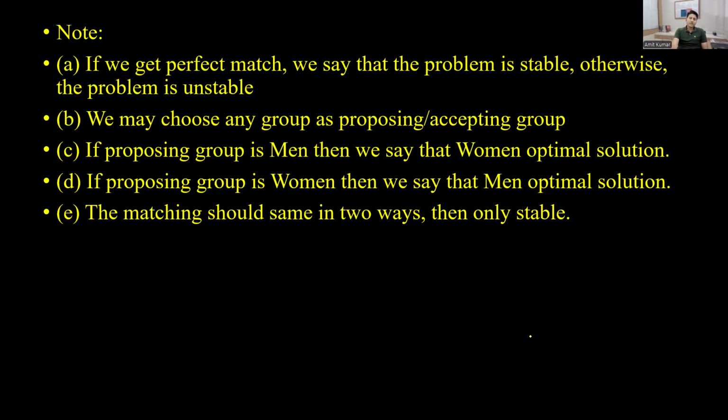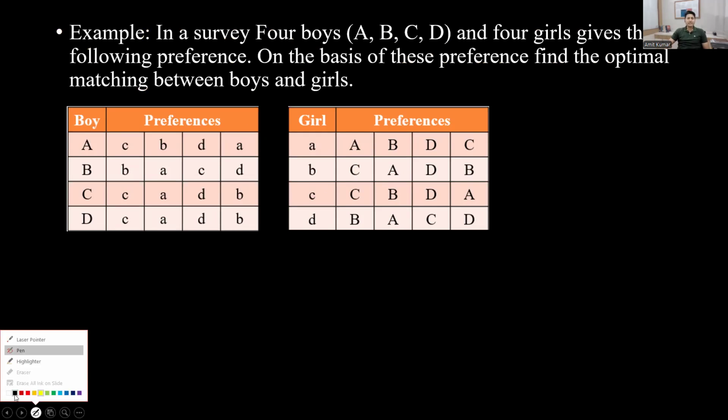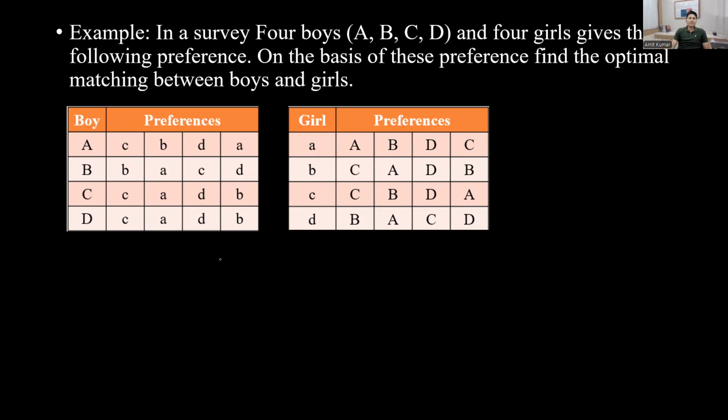Okay. Now let us take one example on it. It is given that in a survey of four boys, A, B, C, D, and four girls, the following preferences are obtained. Now we are supposed to find the optimal matching between boys and girls on the basis of these preferences.